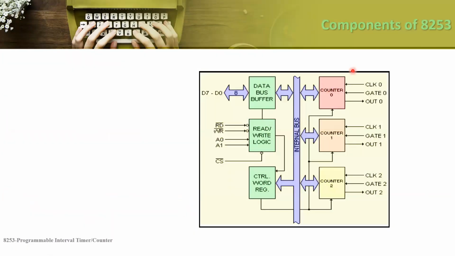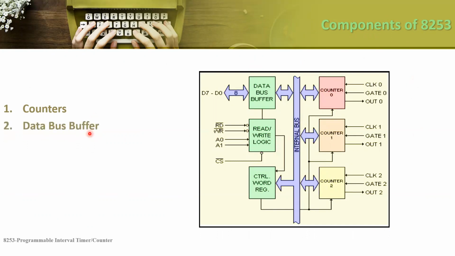Let's try to explore the various components of 8253. This 8253 contains 3 counters: counter 0, counter 1, and counter 2. These are 16-bit counters, and these are down counters. They perform the counting from the highest value to the 0 value.